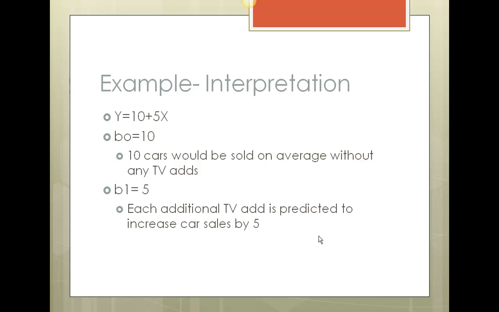So beta 0 is interpreted as the number of cars sold without any TV ads. So it's your value of y when x is 0. It's always going to work that way. Value of beta 0 is value of y when x is 0. Oftentimes, however, 0 is out of the potential data set, so it really has no useful interpretation.